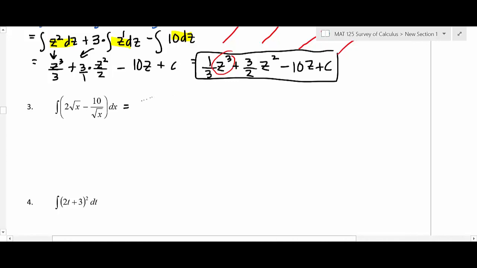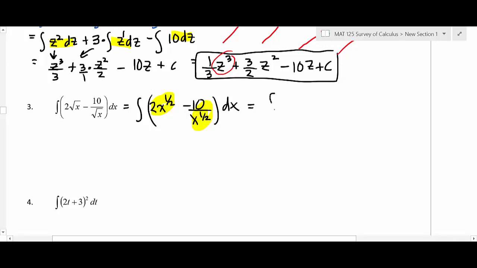Okay, so we want to change this to the integral of 2x to the 1/2 minus 10 over x to the 1/2, and then that whole thing dx. And dx is notation, it's got to be there. Don't worry about y for now. Okay, now what we can do is break this up into two integrals.